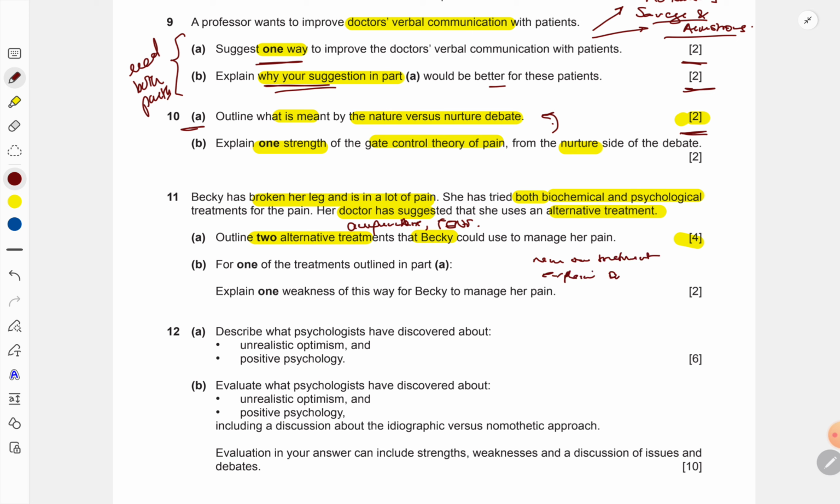So here you get 2 marks, 1 mark each point. Next you name a second treatment and then again you explain it with context to Becky. So there you get another 2 marks. So that's how you get a total of 4 marks. What is the key thing in Becky's scenario? Just keep in your mind before writing the answer. She's broken her leg, she's in a lot of pain. These are the wordings you can use in phrasing your answer.